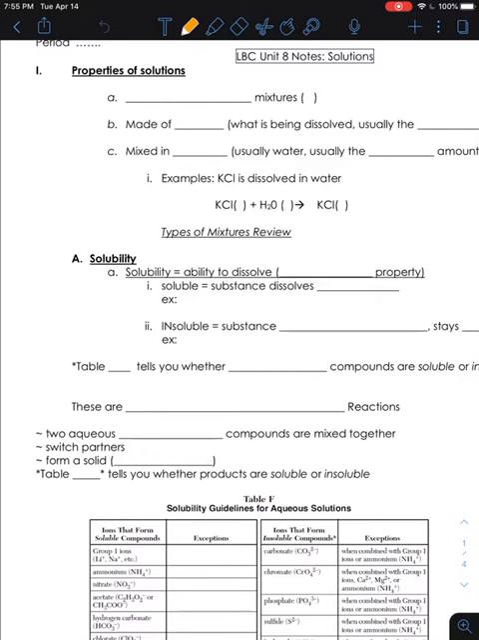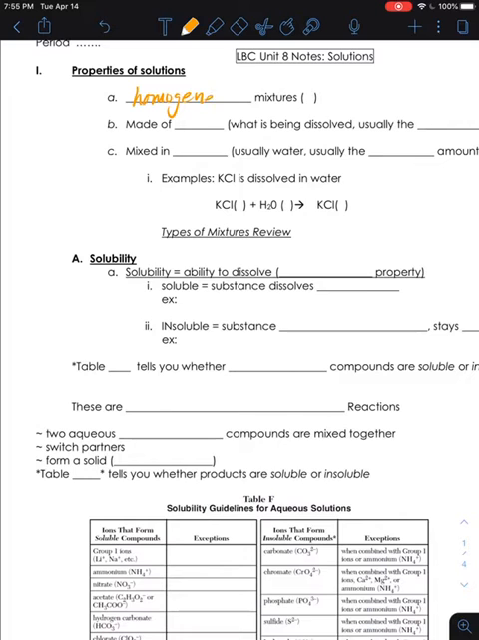So here are your notes on solutions. This video is going to go over the properties of solutions, solubility, and the factors that affect solubility. So let's begin. These things are called homogeneous mixtures.